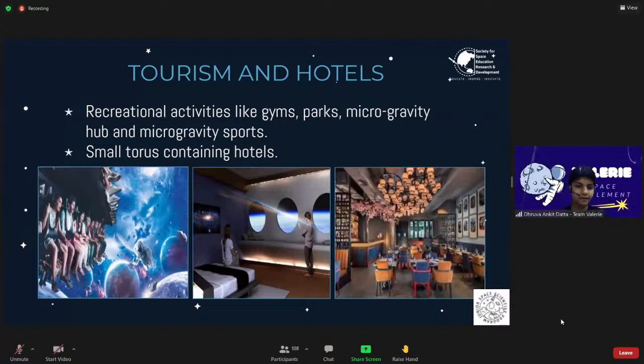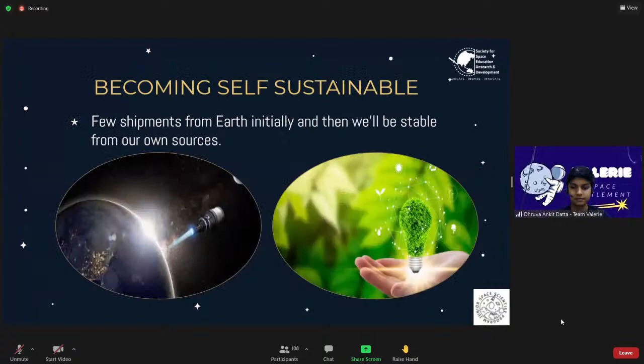We will be having recreational activities like gyms, parks, a microgravity hub, and microgravity sports because they are very essential for our mental health. We will also be having a small tour containing hotels for visitors to live in. Last but not the least is the main aim for future scope, that is becoming self-sustainable.